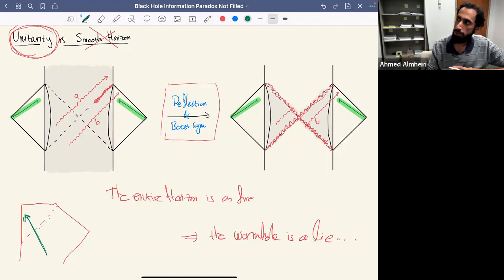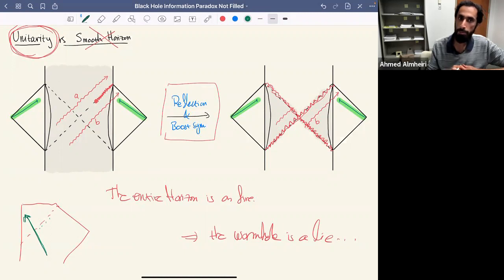I mean, the way I'm thinking about it is initially you have a product state between the black hole and this thing that you're throwing in. But once it gets close enough to the horizon, you can't really write the total state as a product state anymore because it's getting scrambled.